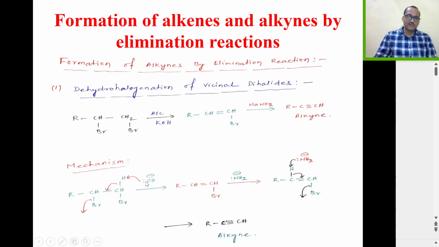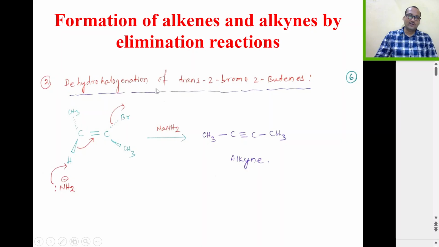So this OH minus ion will take this proton, and here this CH bond will come here and it will kick out Br as Br minus. So you will end up with this monobromo derivative. So we have this NH2 minus from NaNH2. So this NH2 minus will take this proton and this CH bond will come here and it will kick out Br as Br minus. So you will end up with this alkyne.